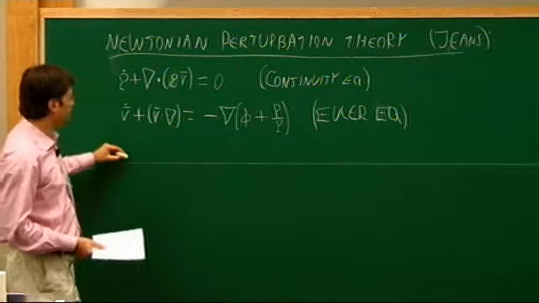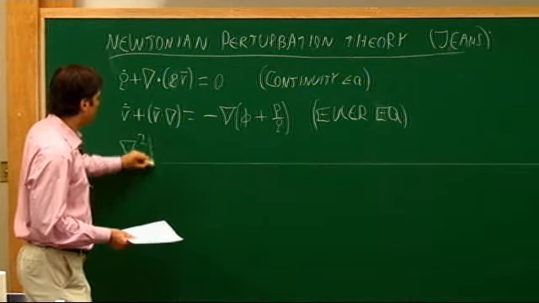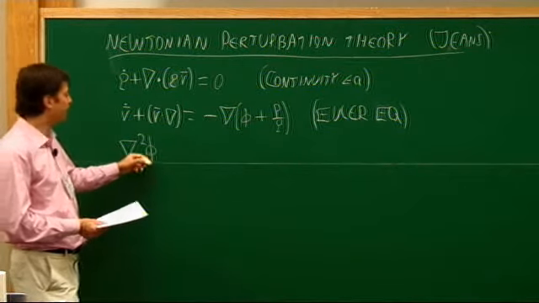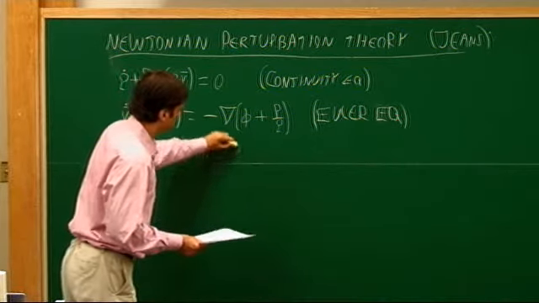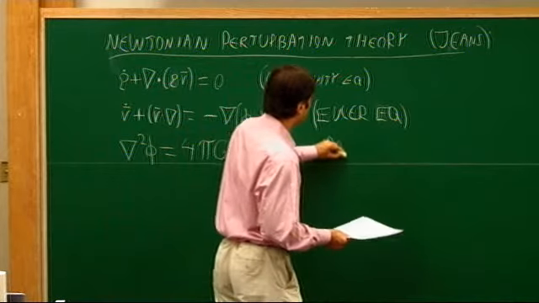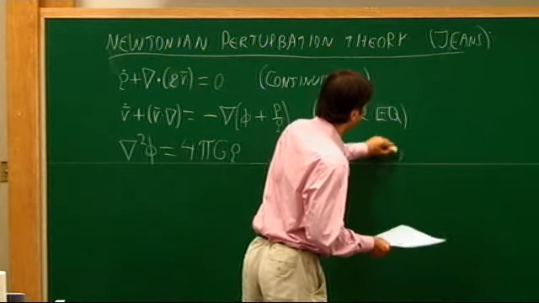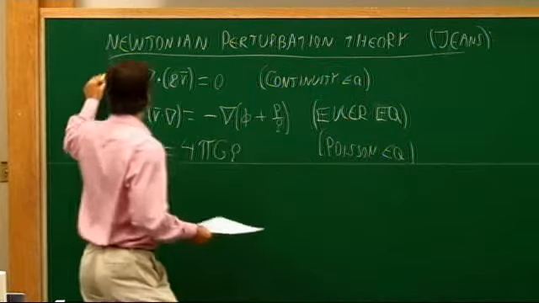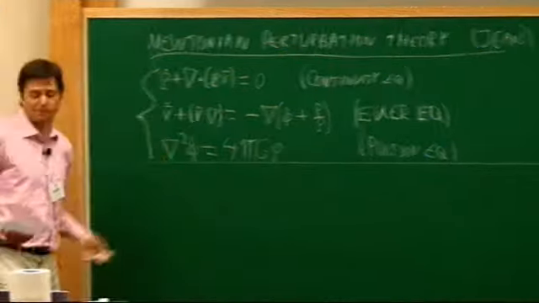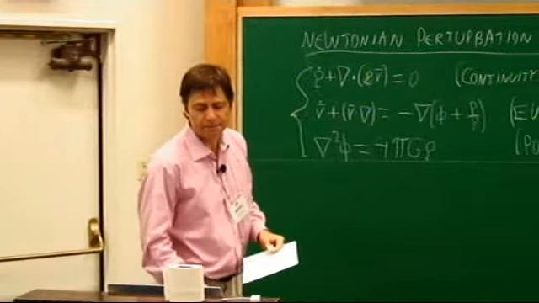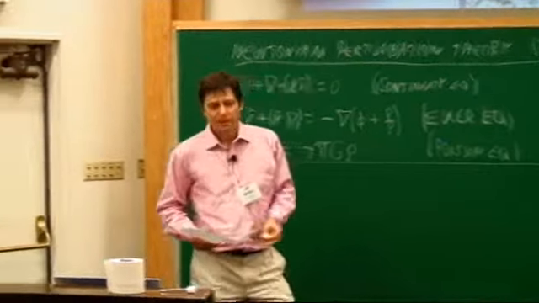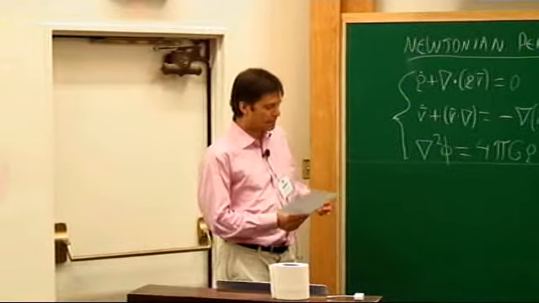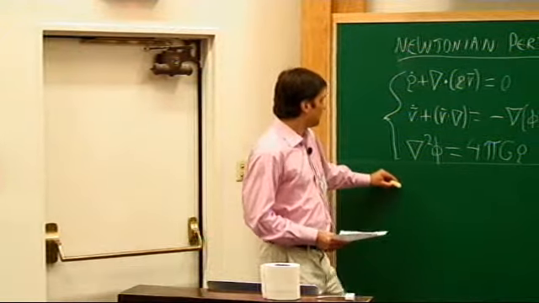And finally, we have the Poisson equation of gravity that just says that if you know the density field and you want to know what the gravitational potential phi is, then just solve this equation. So these three equations are all we need to solve, these three partial differential equations, to figure out what's going to happen. This is typically something I'll give as a homework assignment when I teach a cosmology course. It takes a fair number of pages to do it, so I'll skip over the details and just cut to the chase.